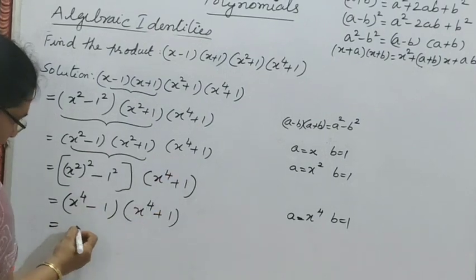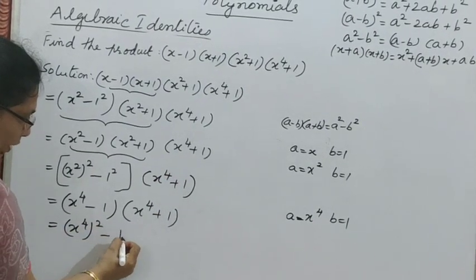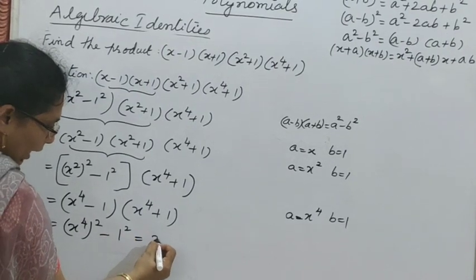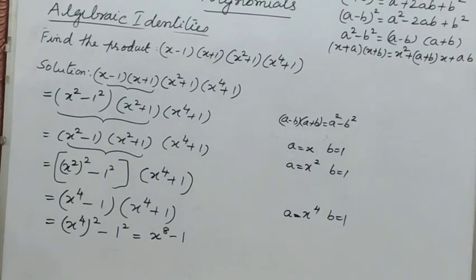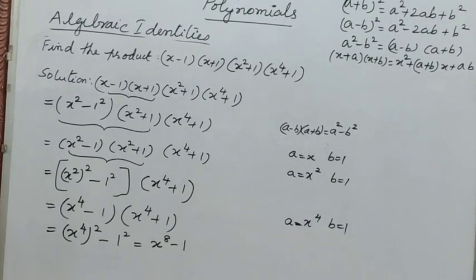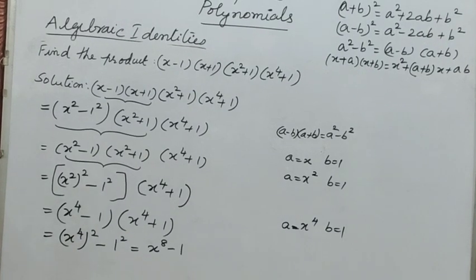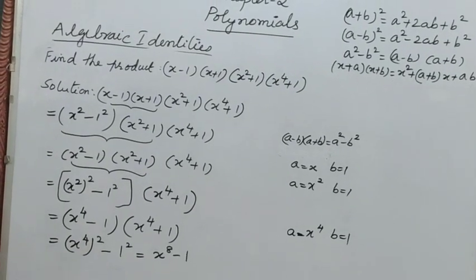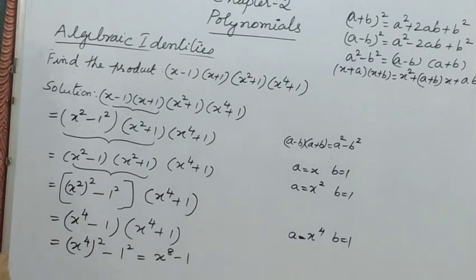a square means x raised to 4 whole square, b square is 1 square. That means x raised to 8 minus 1. Why have I written 8 there? It is the law of exponents rule. This 4 is to be multiplied with the 2. Don't take 4 square there, it would be 16, and that is not the answer. It is 4 into 2. Therefore, x raised to 8 minus 1.